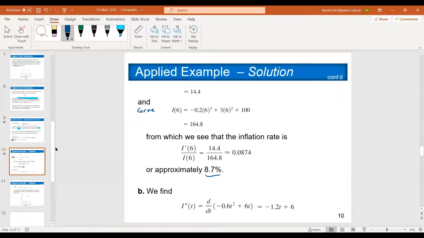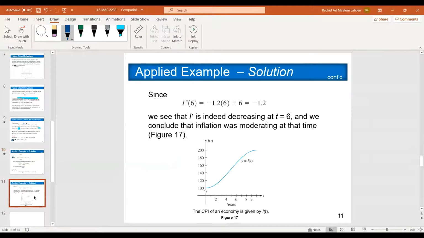So now, how does that 8.7% change? You can go into the second derivative and find it. So let's find the second derivative, because it's going to tell us additional information about this inflation rate. We'll find negative 1.2 t plus 6. So now use again the 6 for 2010, and we find it's negative, that's the important part, negative 1.2.